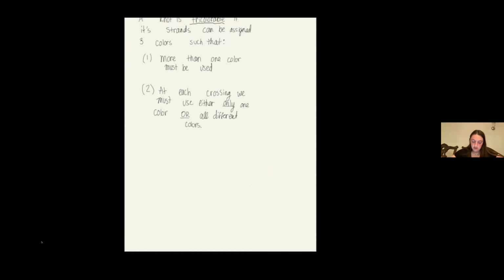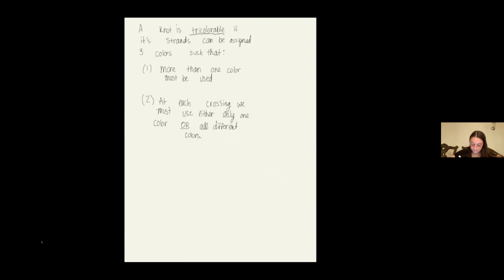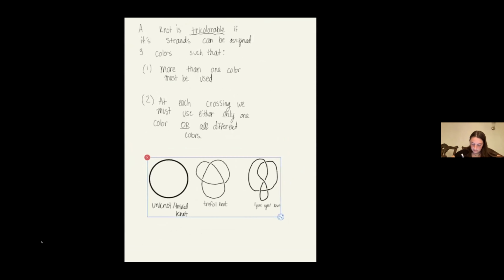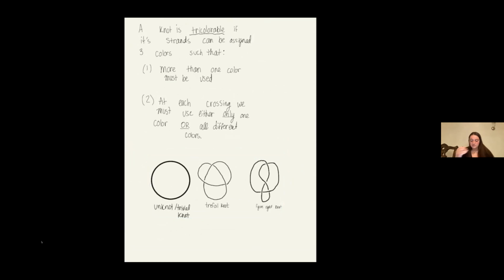So I actually have 3 knots here. The first knot is just the unknot, that's the trivial knot. You'll notice that there's no crossings there. The second knot is a trefoil knot, and then the third one is the figure 8 knot. You can kind of see why it's called the figure 8 knot.